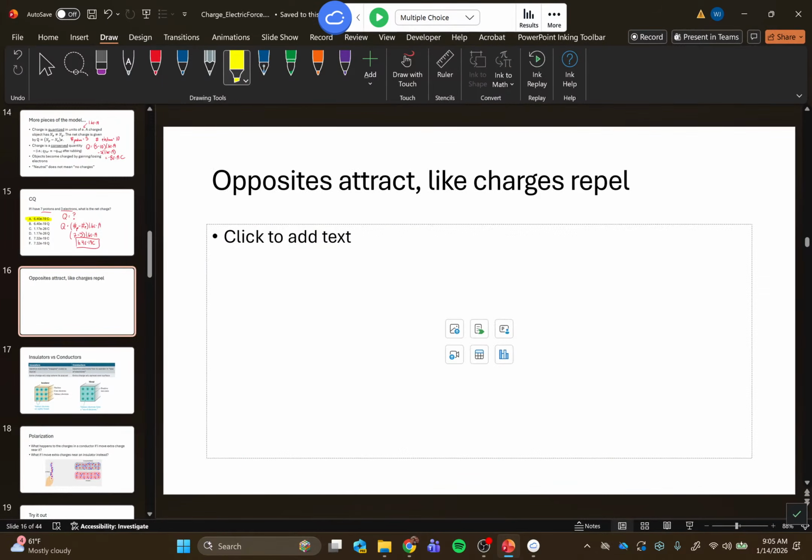All right. Opposites attract, like charges repel. Great. Observation of reality. It's a law. It's a rule.